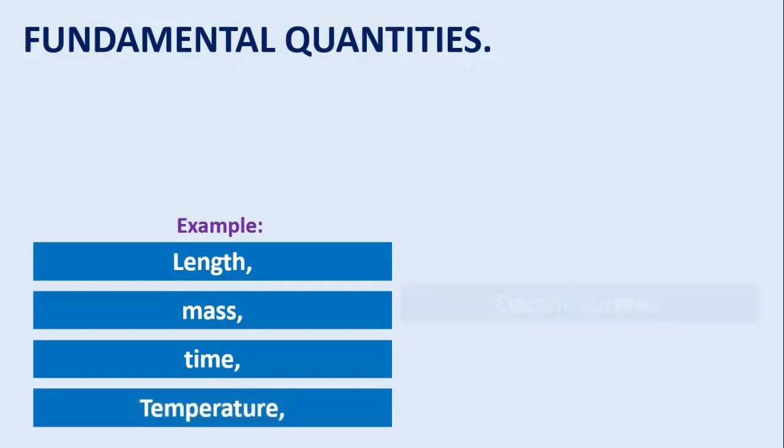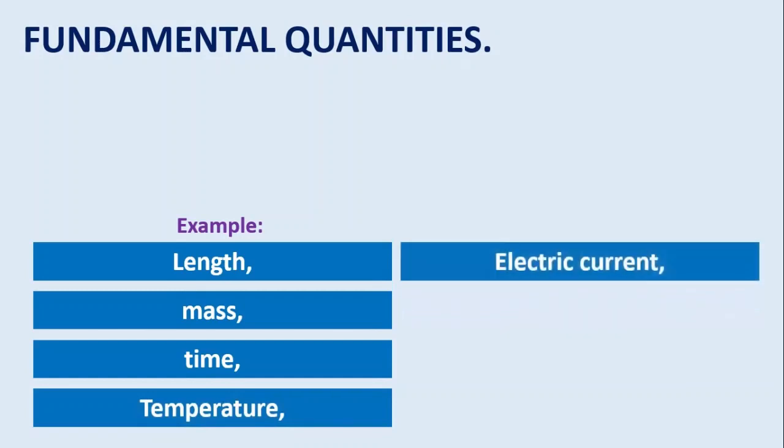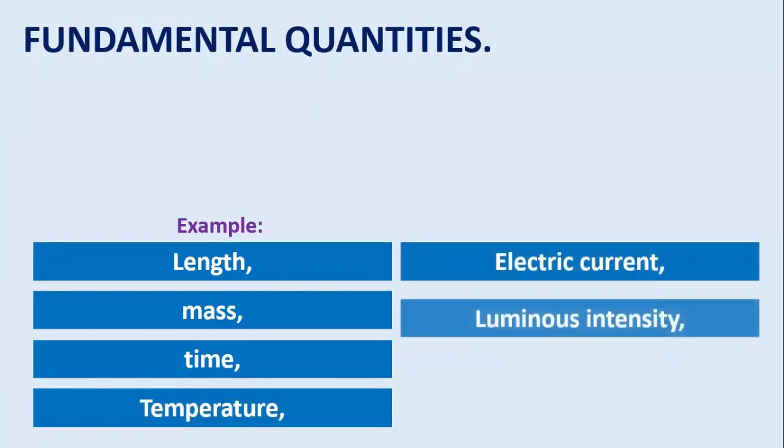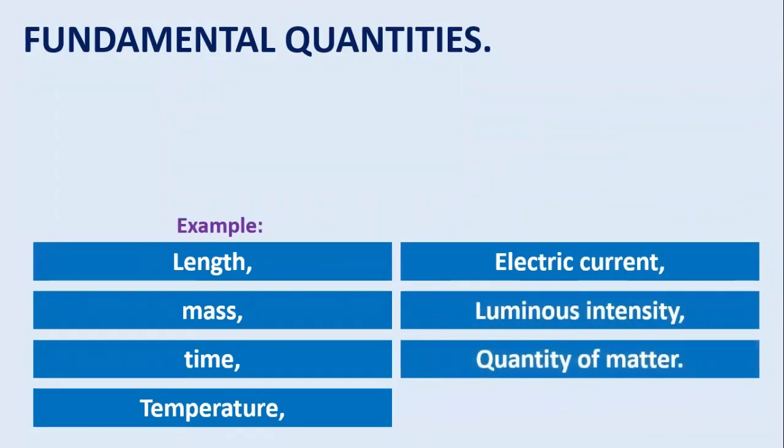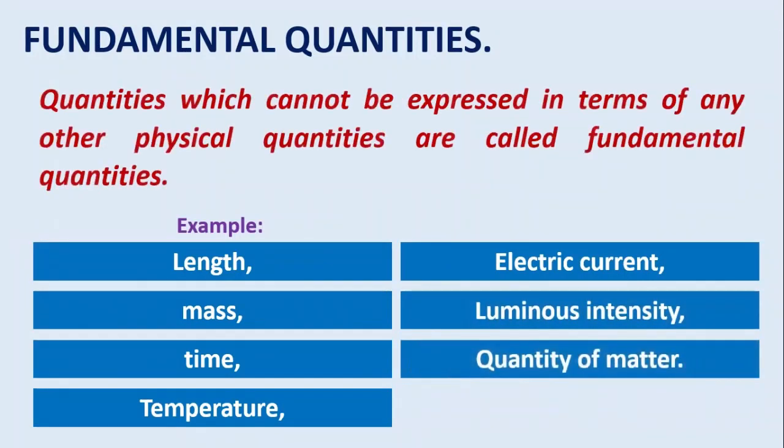Temperature is an independent physical quantity. Electrical current is also one. Then you have luminous intensity, which is an independent quantity, and the quantity of matter. These seven quantities are all the basic quantities. They are totally independent quantities. They never depend upon any other physical quantity. Such special, unique physical quantities, we give the name fundamental quantity.